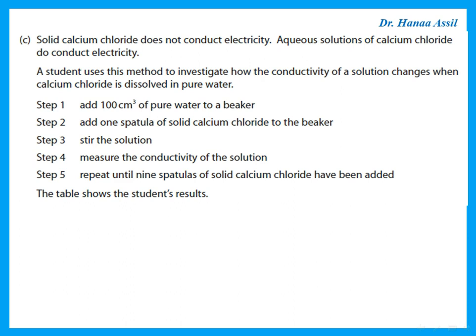A student uses this method to investigate how the conductivity of a solution changes when calcium chloride is dissolved in pure water. So we're going to start with 100 centimeter cubed of pure water in a beaker. Add 1 spatula of solid calcium chloride to the beaker. Stir the solution. Measure the conductivity of the solution and repeat with more and more spatulas of solid calcium chloride.